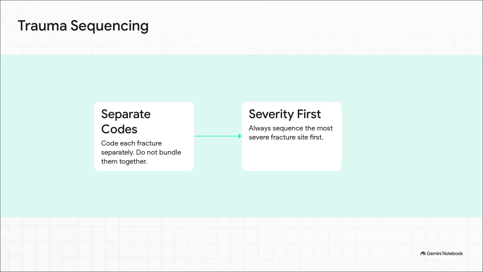So, when you're dealing with multiple fractures, you have to follow 2 very strict trauma sequencing rules. Number 1, code each fracture separately. No bundling allowed here. And number 2, always sequence the most severe fracture site first. So think about it. If a patient comes in with a totally shattered, comminuted open femur fracture and, say, a simple toe fracture, well, that femur fracture is driving the whole encounter, right? So it goes first in your sequence.